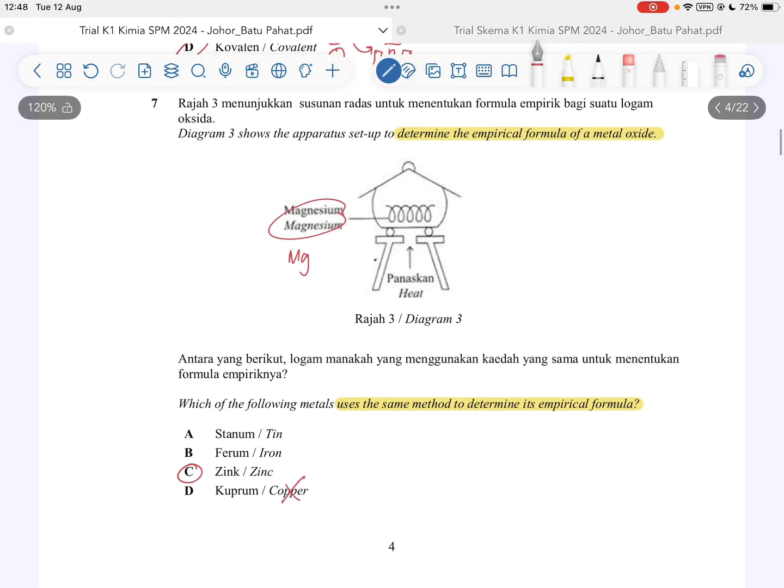Copper cannot, because it is less reactive and it is quite dangerous, so it needs another setup for that. And then iron and tin are also less reactive than magnesium. So the elements that are less reactive than magnesium need to use another method to determine the empirical formula.